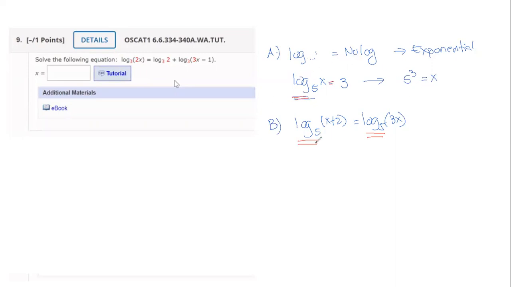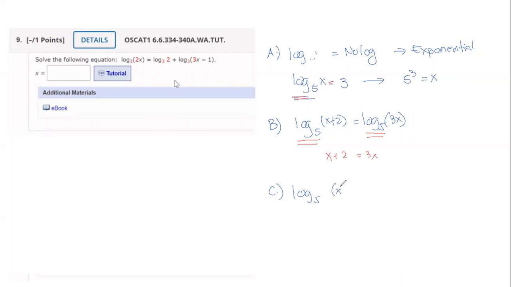If you have both, in letter B, if you have both log 5s, then that's when you cancel out the log 5s and you do x plus 2 equals 3x, right? So that's how you solve that. That's pretty easy. Now, example number 9 is a little bit different. This is just an example.